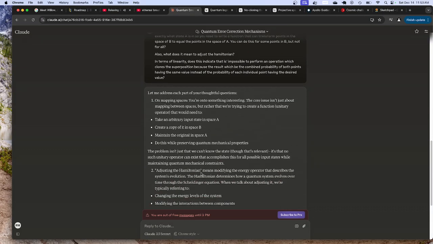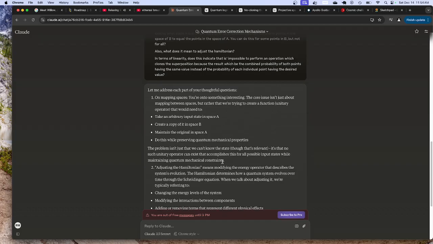I got that, yeah. The problem isn't just that we can't know the state, though that's relevant. It's that no such unitary operator can exist that accomplishes this for all possible input states while maintaining quantum mechanical constraints. Yeah, I'm interested in what are the constraints that break down.